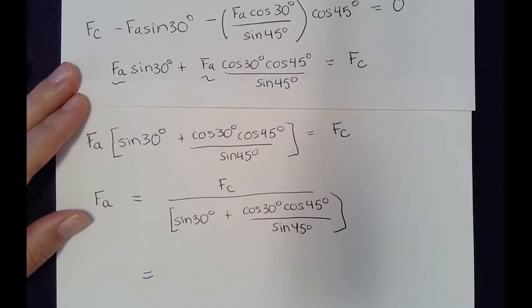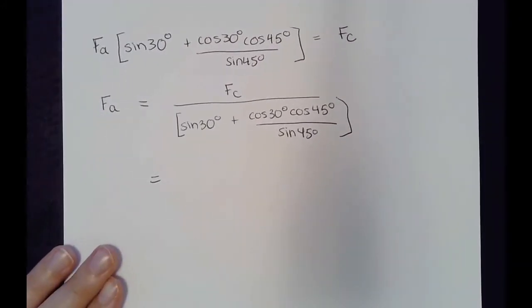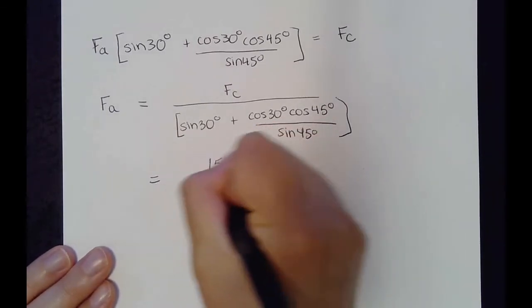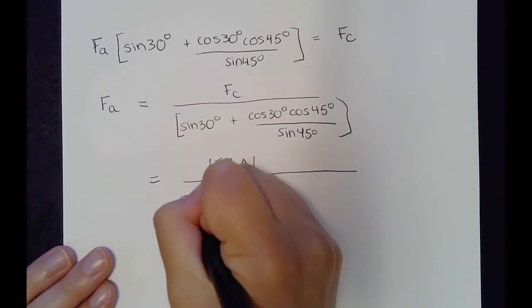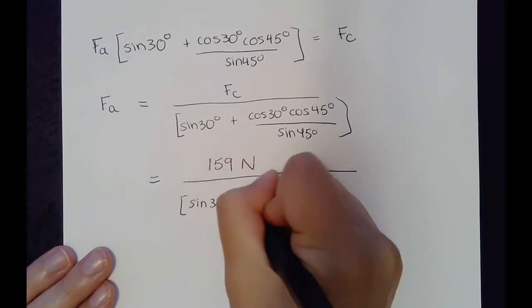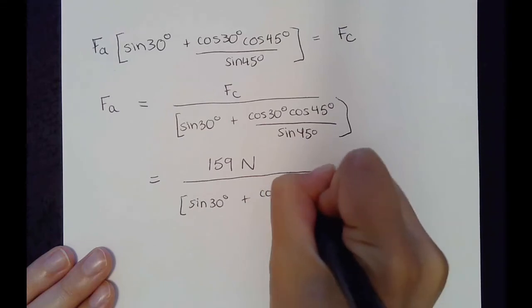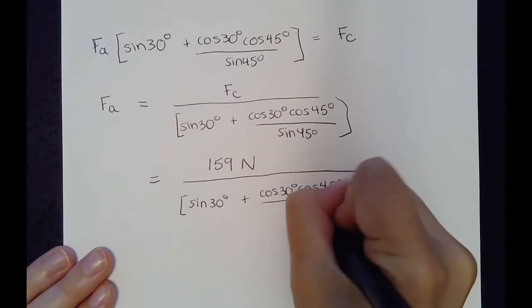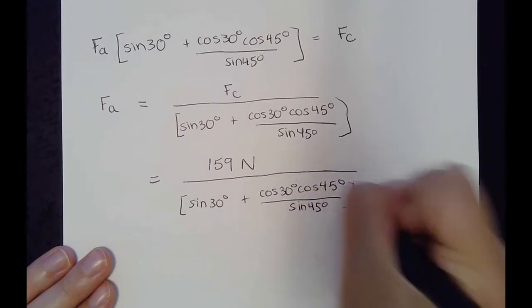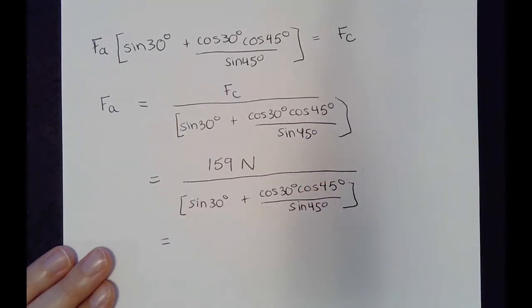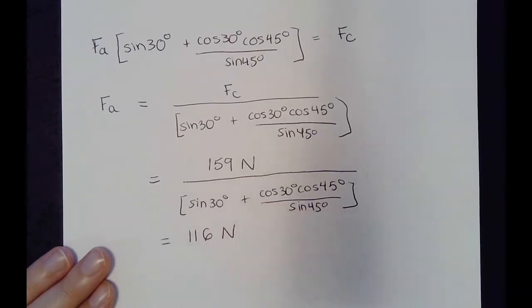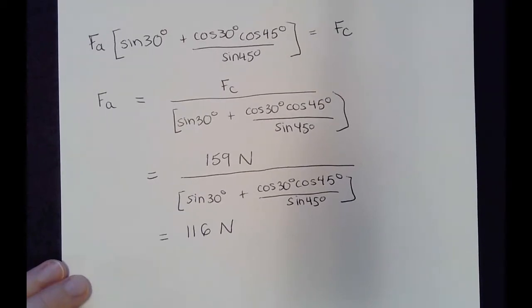And now we can plug in that number for fc here. So that was 155 newtons. We have 155 over sine 30 plus cos 30 cos 45 over sine 45, which gives me a force for fa, dog A, which is 116 newtons. Okay, and that's the hard part.